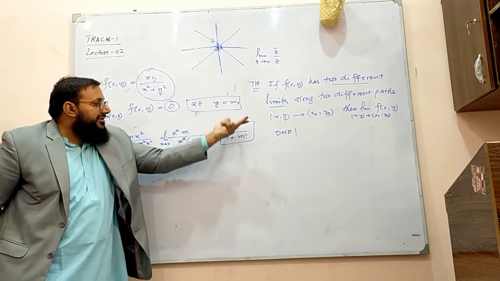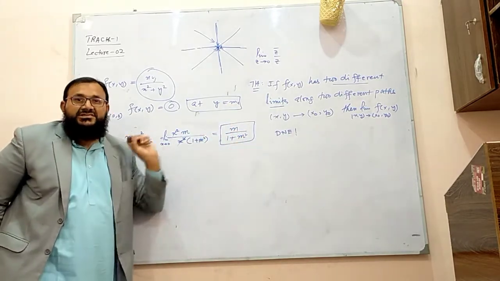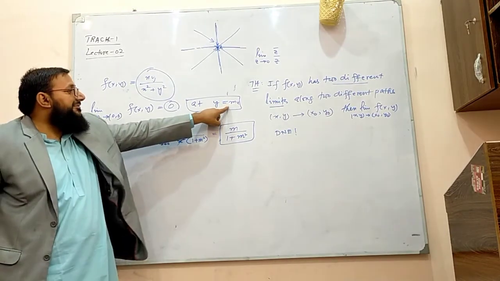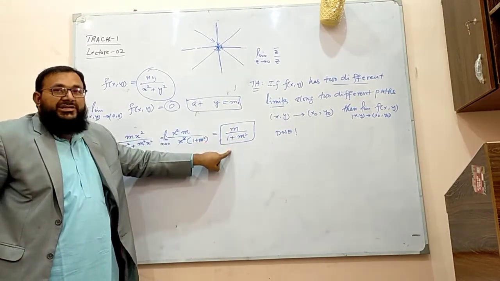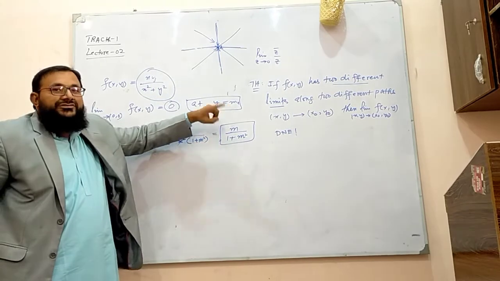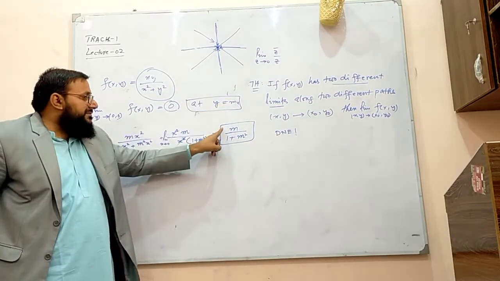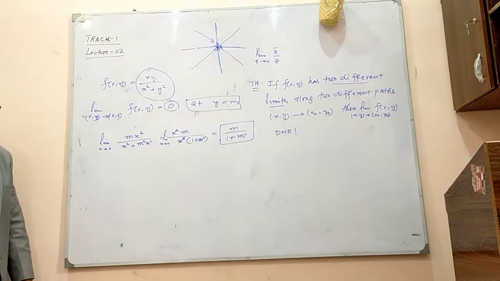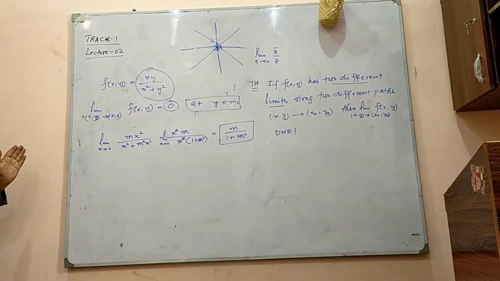Now you take different values of m and you get different answers. You will say that the limit does not exist. You take the value of m to be 1, this becomes 1 by 2. You take the value of m to be minus 1, this becomes minus 1 by minus 2, which is 1 by 2. You say the limit does not exist. So this is a good thing to check whether the limit exists or not in the case of a multivariate function.